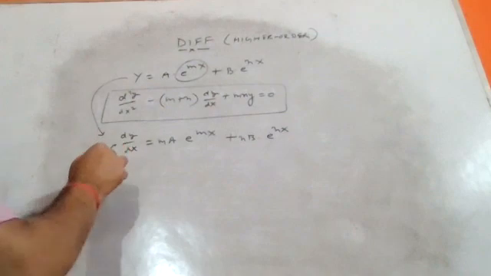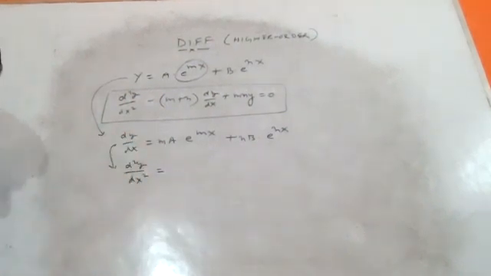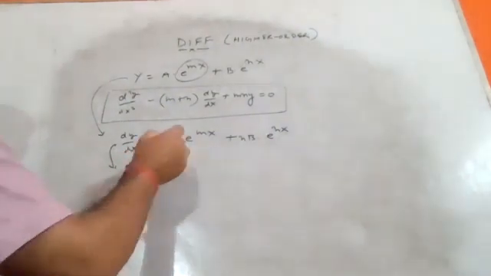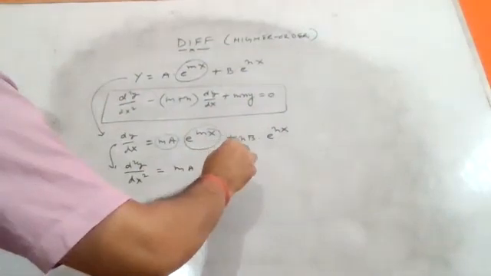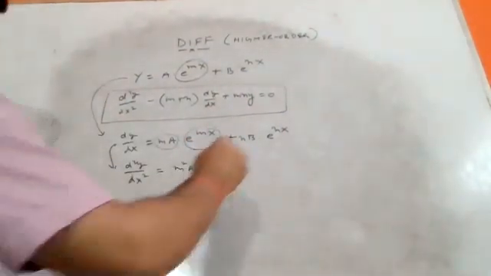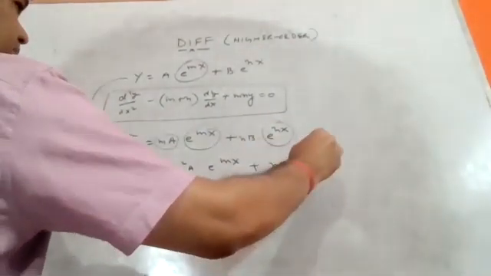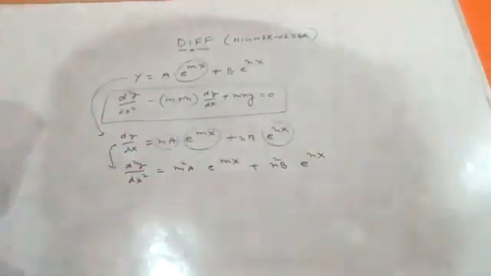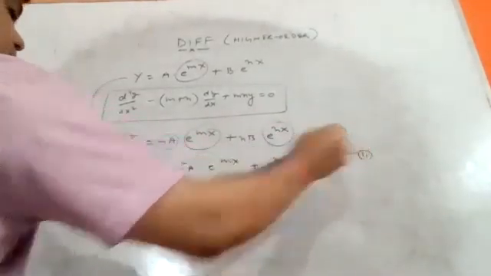Now second, again differentiate both sides, d2y upon dx square. Now these two numbers are constants. Use a m as a constant, e raised to power mx, and the mx gives m, so m into m is m square. Plus nb is the constant, e raised to power nx, and nx gives n, so n square. So first we calculate dy upon dx, second we calculate d2y upon dx square.